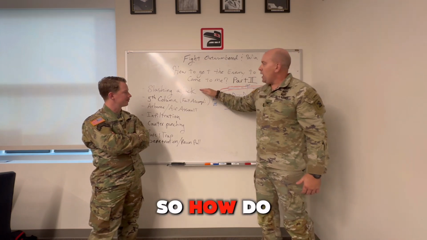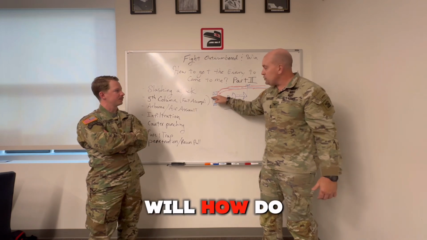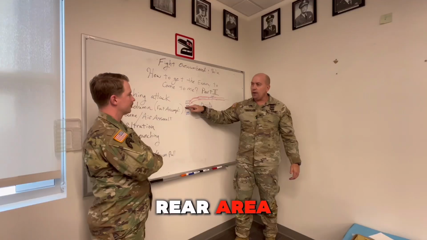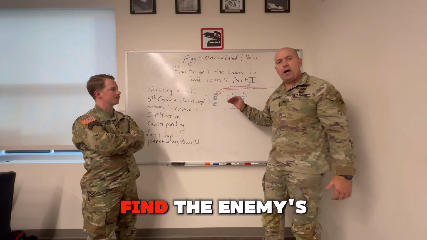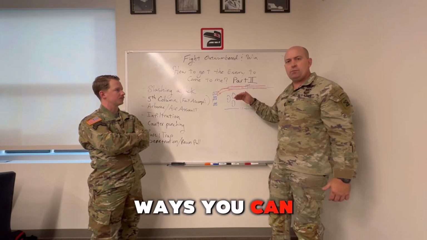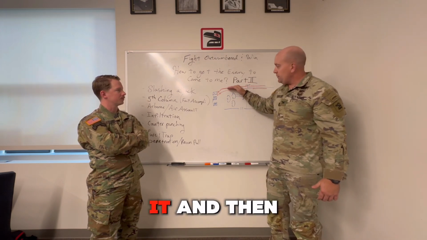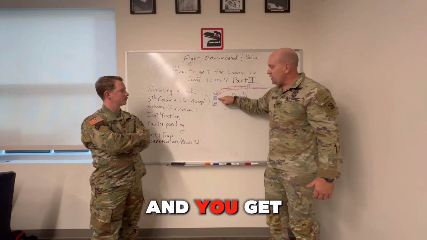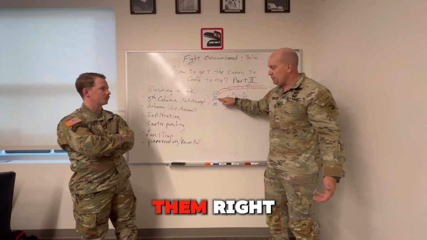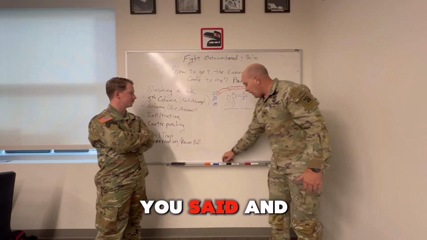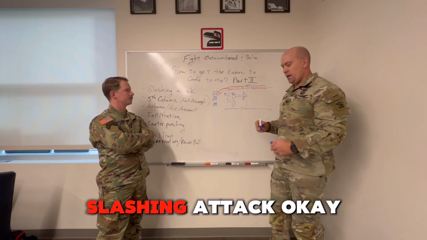Okay, so how do you get the enemy to come at me? The question we're trying to answer is, how do you get into their rear area, to where you're attacking something there? One way is to find the enemy's boundary. There are lots of ways you can figure that out, but once you find the boundary, you attack down it. Then you bypass their defenses, get behind them, and start attacking their headquarters and their artillery, which is very dear to them, and their BSA, as you said. That will cause them to turn out and deal with you. So that's a slashing attack.